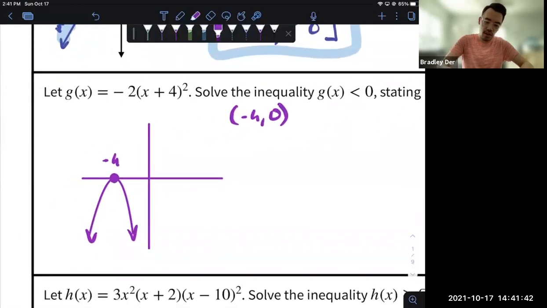So where is the function less than 0, where do we have negative y values? That would be everything to the left and everything to the right. All those y values are negative.